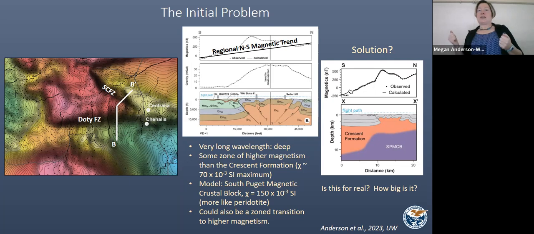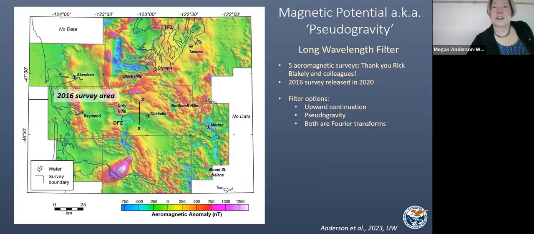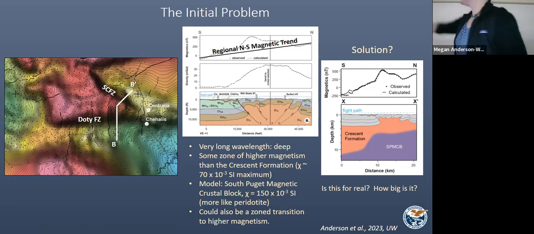So it could also not just be a block, it could actually have zones in it grading to higher magnetism where we have it shallower. So we could actually play around with the geometry a little. We just made one block to make it a little bit simple. So I realized there could be some other geometries that are possible. Okay, so our question at the end here is, is this for real? And how big is it? Like, what is this thing? How big is it? All we have is this trend on this cross section.